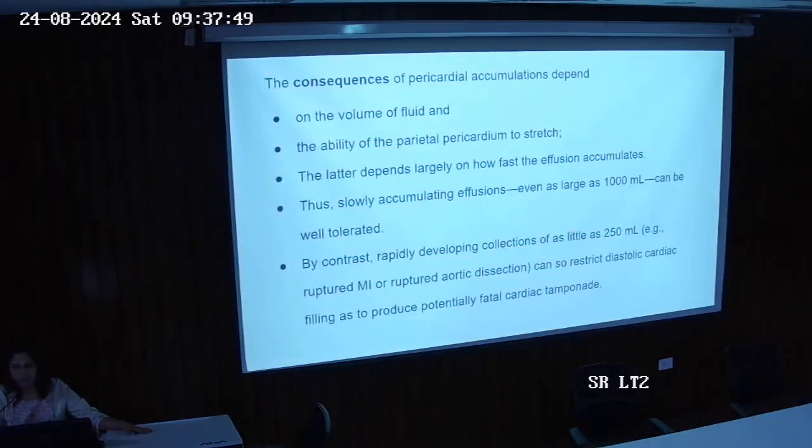What are the consequences? Depends on the volume of the fluid that is accumulated, the ability of the parietal pericardium to stretch. The latter depends largely on how fast the effusion accumulates. If it is a chronic accumulation, pericardium starts to stretch, it starts to accommodate. But अगर suddenly होता है, तो it cannot accommodate and then it affects the heart internally.